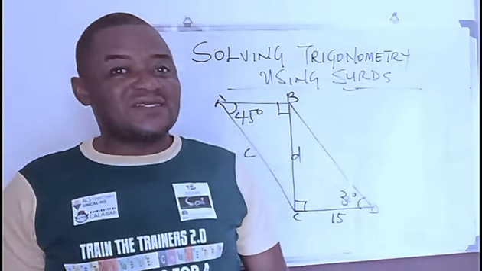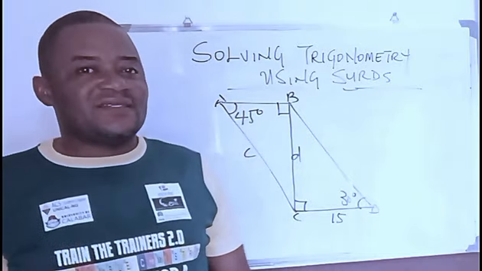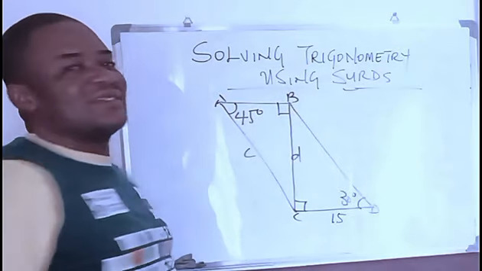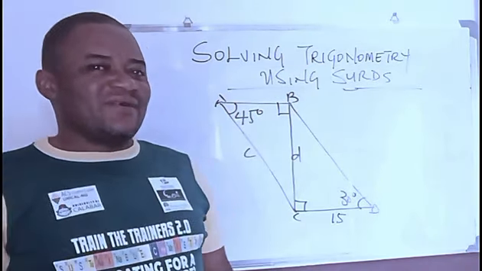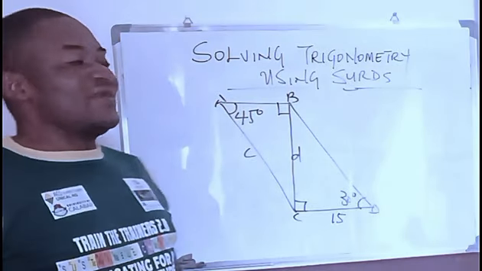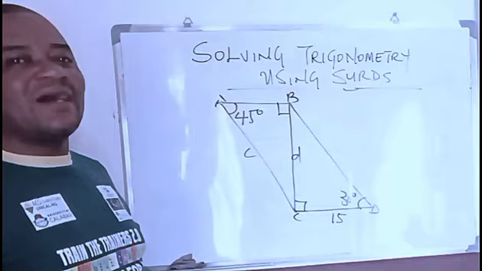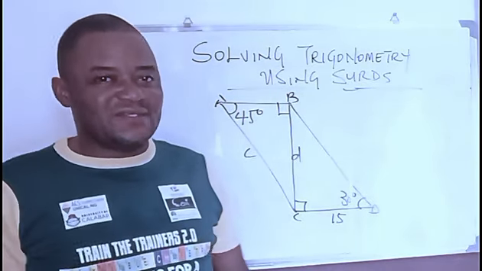You know that we do classes on chemistry, physics, biology, and mathematics. Like today, we're going to be talking about solving trigonometry using surds. Something quite unusual. But today we are going to be doing that because there are questions that come up in mathematics, especially trigonometry, that require you to solve them, or rather to complete the trigonometry, using surds.